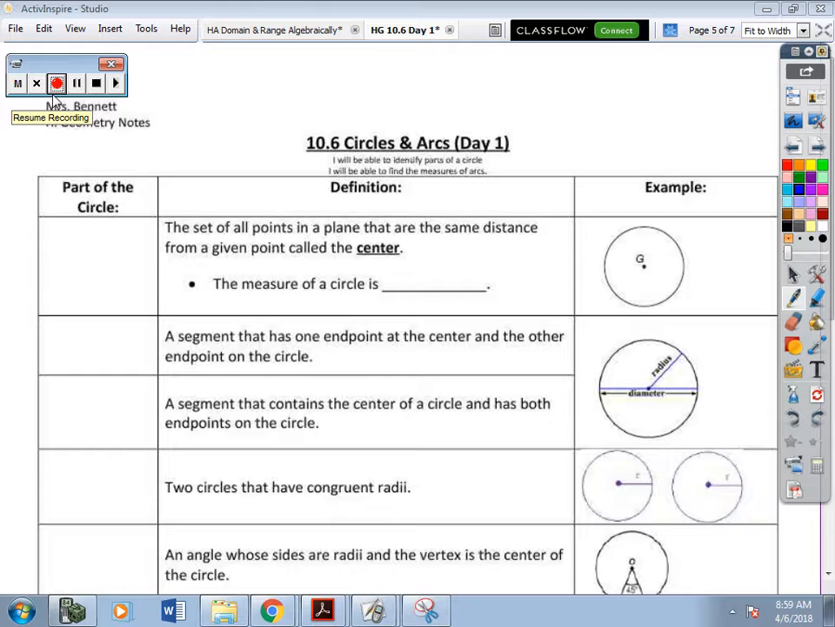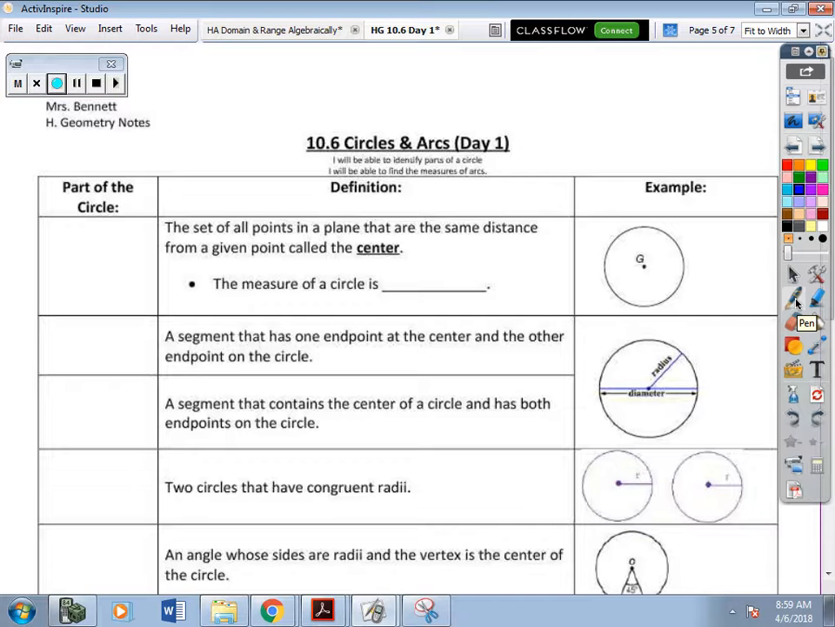All right, so our goal for today is to identify parts of a circle, and we'll find measures of arcs today too, so we'll do both objectives. We'll spend a little bit more on Monday. So the vocabulary words are all going to go in that first box.